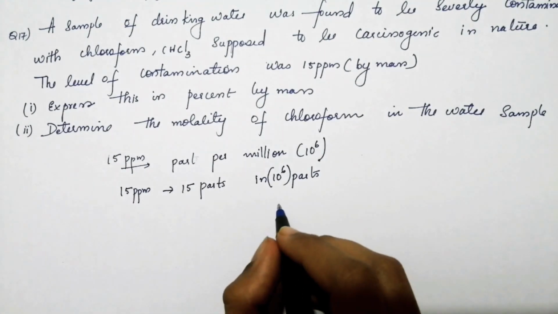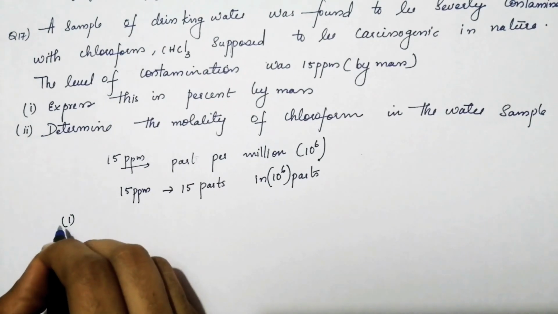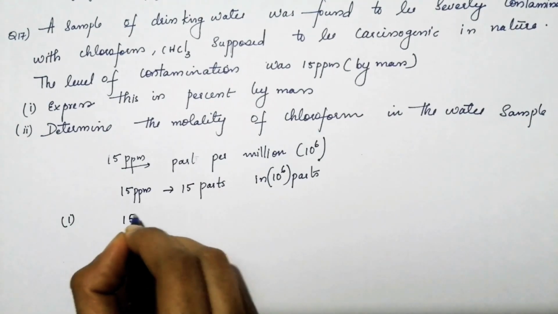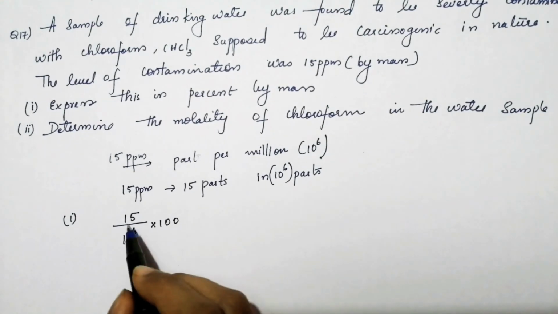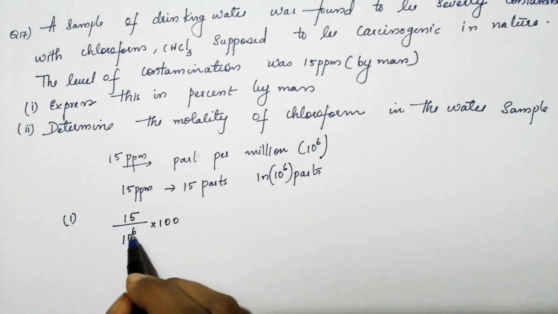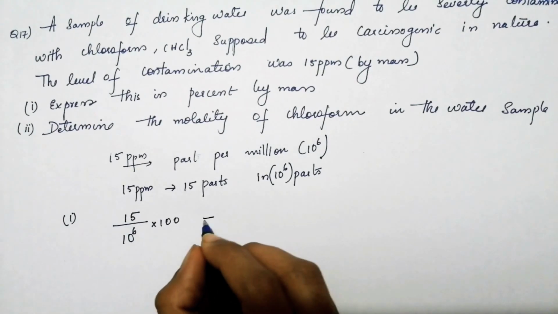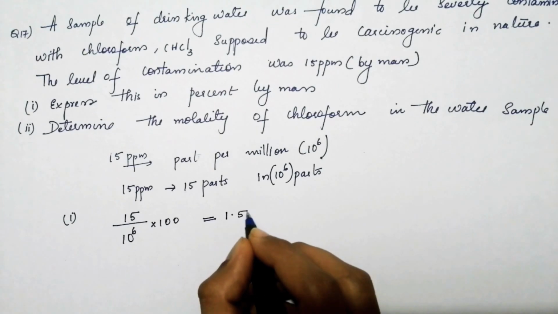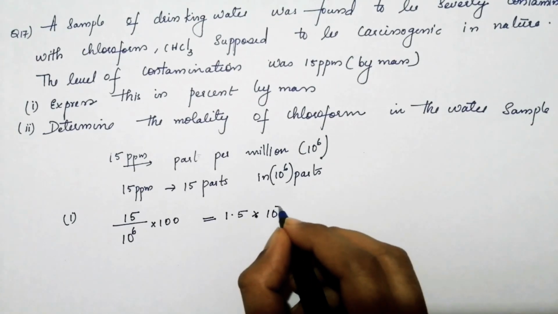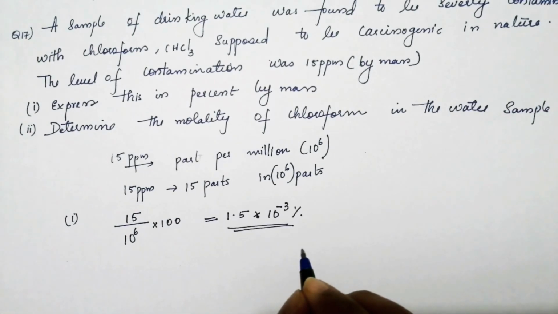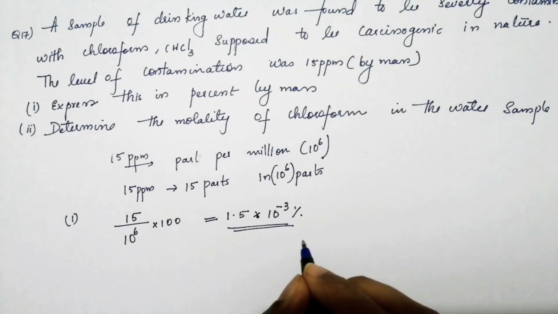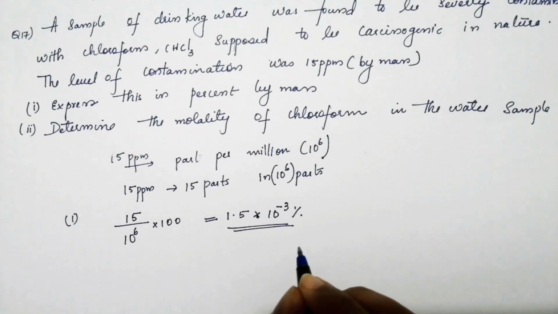Now we have to first calculate the mass percentage, that is the first question. So we can say 15 upon 10 power 6 into 100 gives us the mass percent, that is 15 parts of chloroform in million parts into 100 gives us the mass percentage, and this gives us an answer of 1.5 into 10 power minus 3 percentage. That is, if we have a sample of 100 gram, then it contains 1.5 into 10 power minus 3 gram of chloroform. That is the idea of percentage by mass.